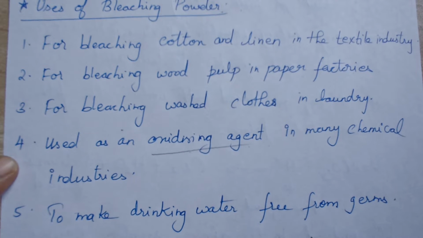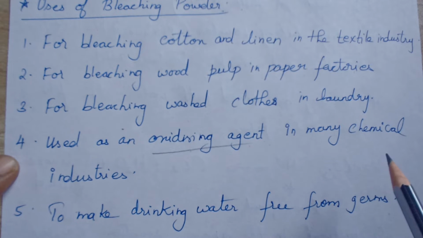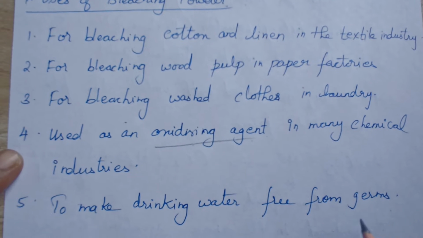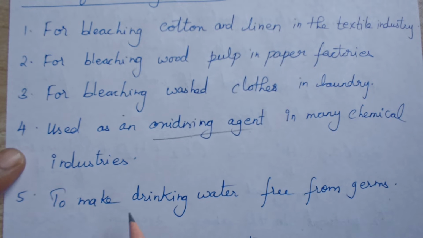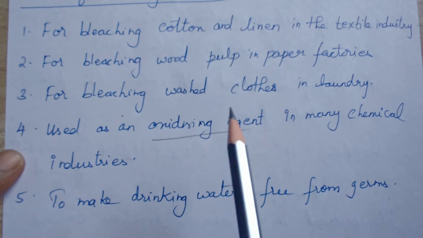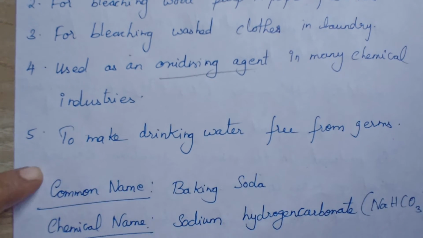They will put the bleaching powder, or they can use the chlorine gas, to make the drinking water free from germs. In most public water supplies, in the water tanks, wells, and toilets, they use bleaching powder to make drinking water free from germs. So this is one of the chemical products formed with the help of common salt, sodium chloride. Next we move on to baking soda.